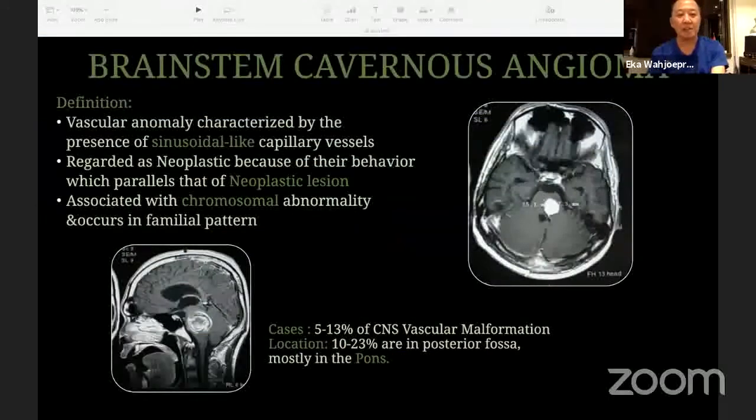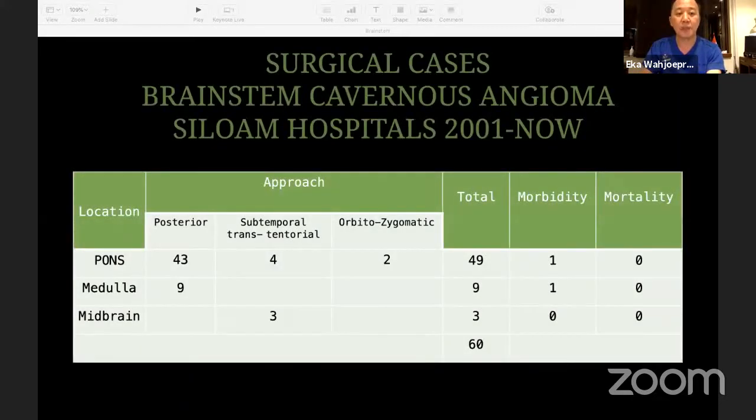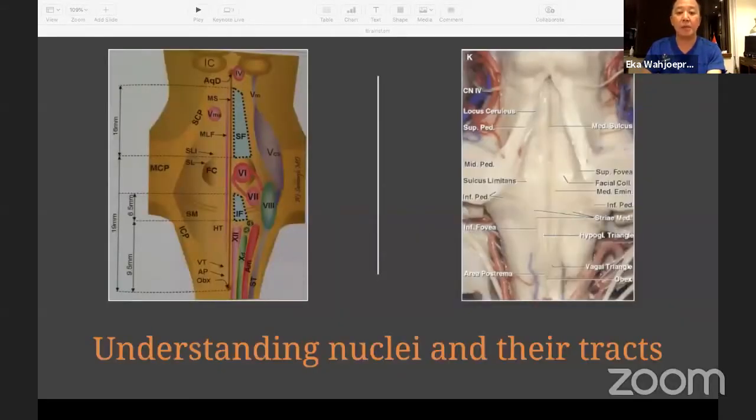Okay, so brainstem cavernous angioma, we just need to understand the characteristics. This is a vascular anomaly that presents as sinusoidal-like capillary vessels and is regarded as neoplastic. In most cases, the location is the posterior fossa, mostly in the pons. So these are our cases of handling cavernoma, and the anatomy was already clearly explained by Miguel. I don't need to repeat.